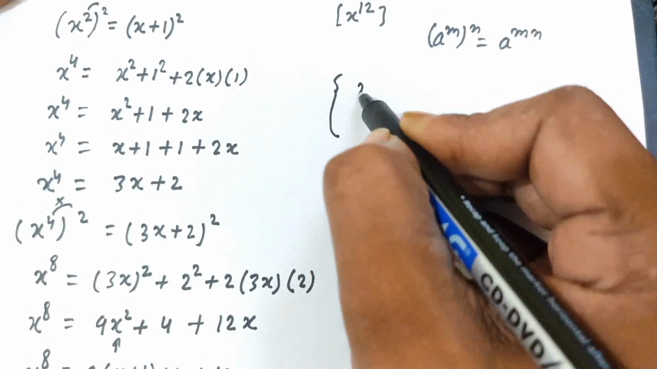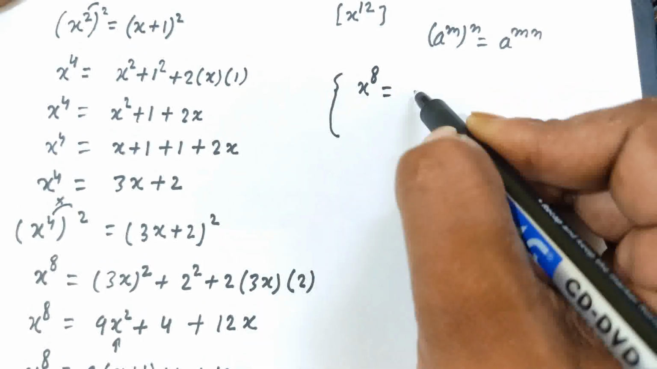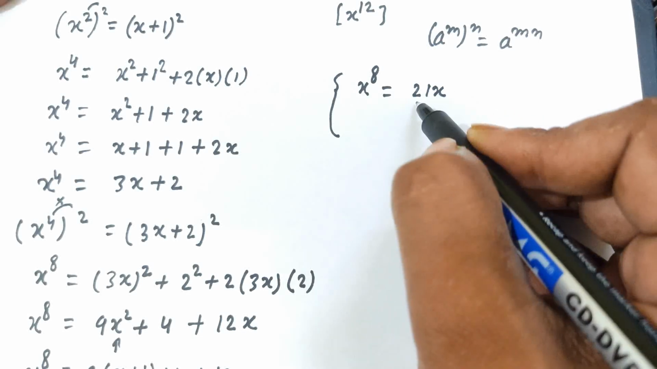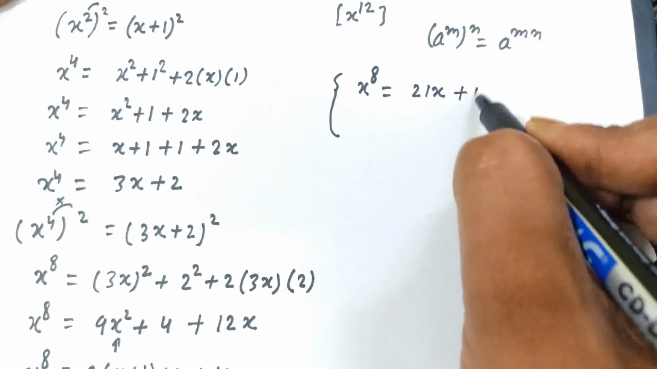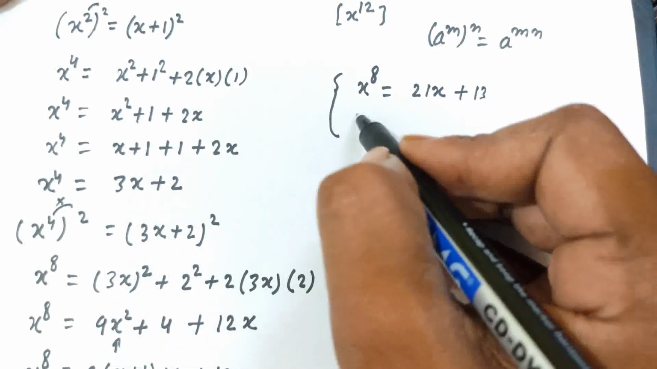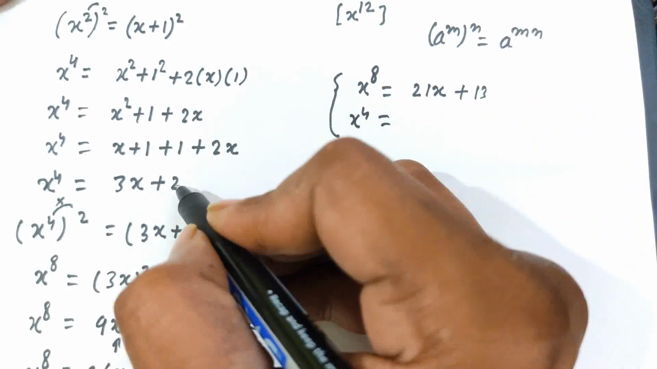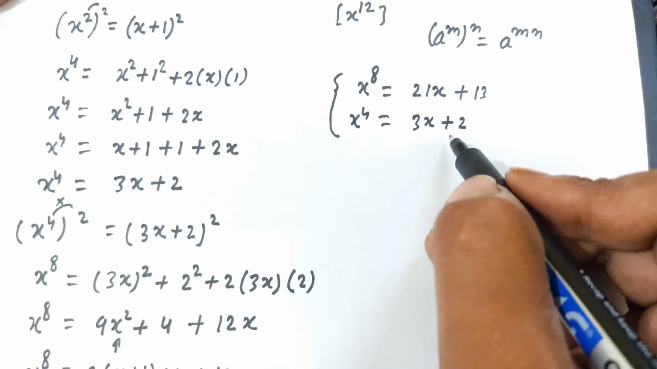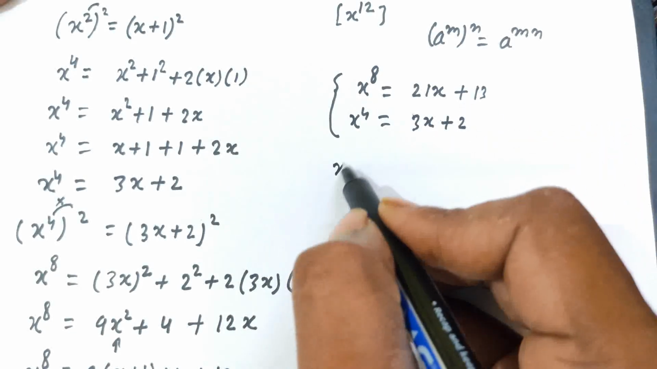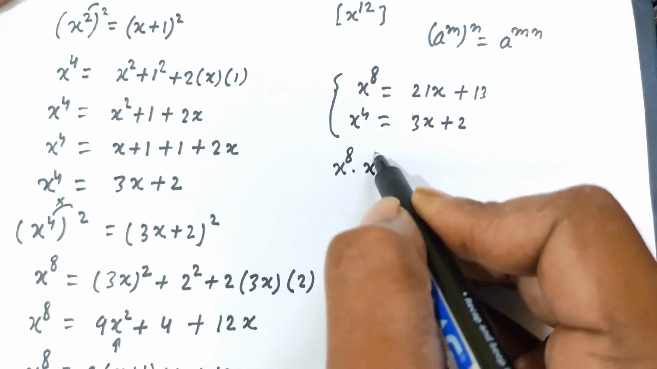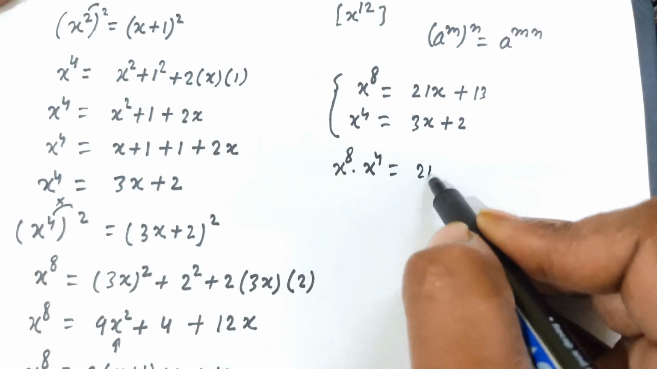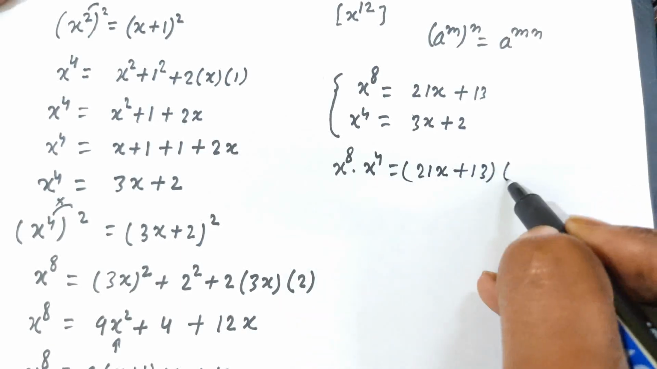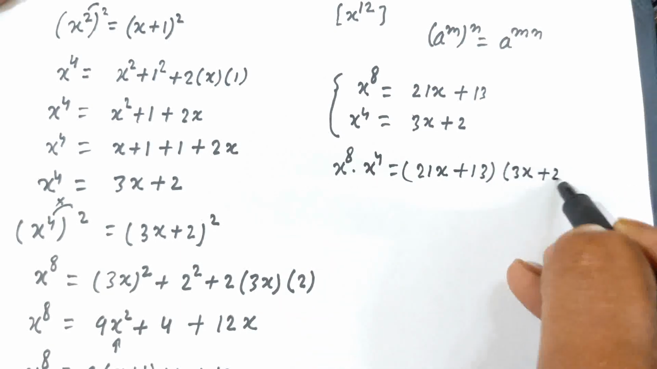Here x^8 is 21x + 13, and x^4 is 3x + 2. If we multiply both the equations, then the left hand side is x^8 times x^4, and this equals (21x + 13) times (3x + 2).